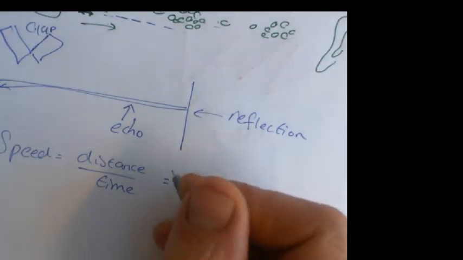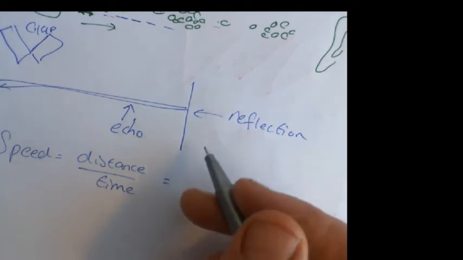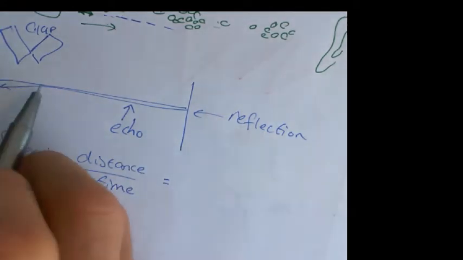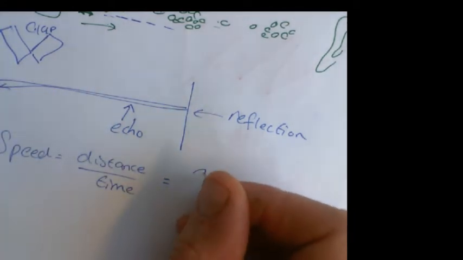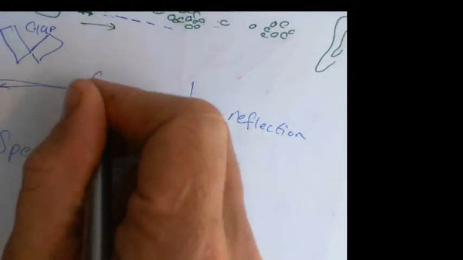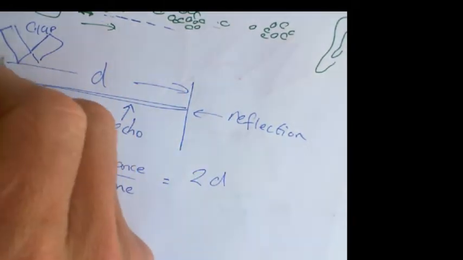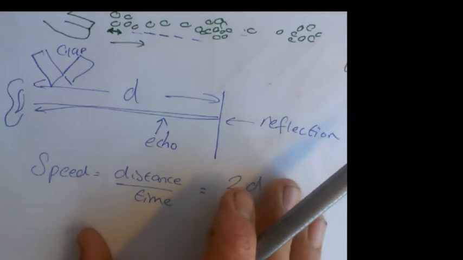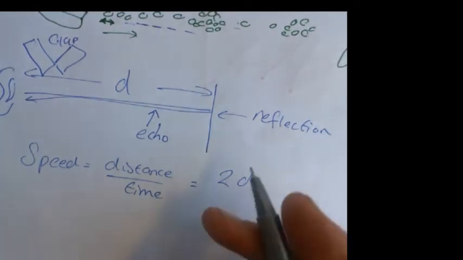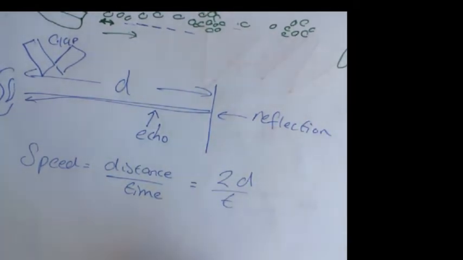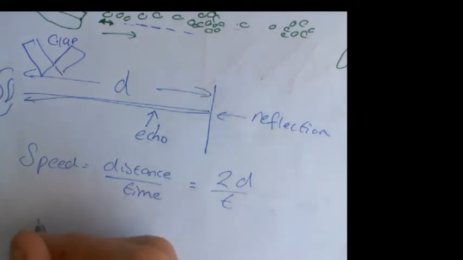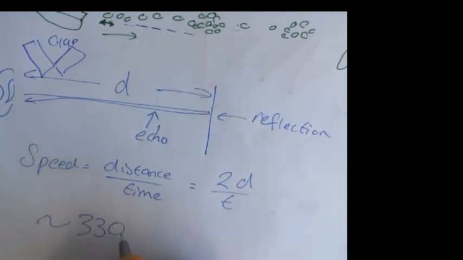then what you know is that the distance that the wave has travelled is twice the distance from the person to the wall, so that would be 2d, if that is 1d. So you know the distance will be 2d, and the time is how long it took you to hear it. And that will give you the speed of sound in air, which is approximately 330 meters per second.